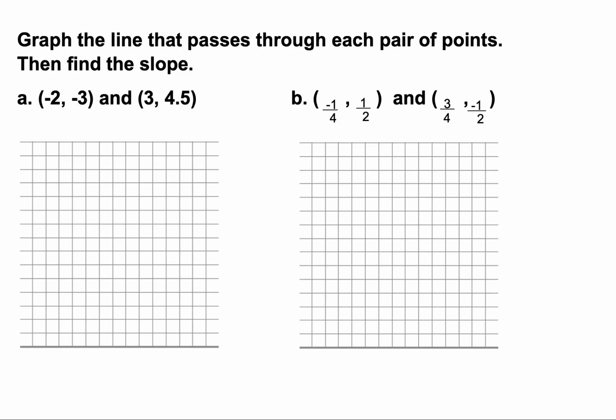All right, let's take a look at how you would do these if you have some fractions or decimals. So graph the line that passes through each pair of points and then find the slope. Since I have some negative numbers in here, when I'm setting up my graph, I do need to do a 4-quadrant graph.